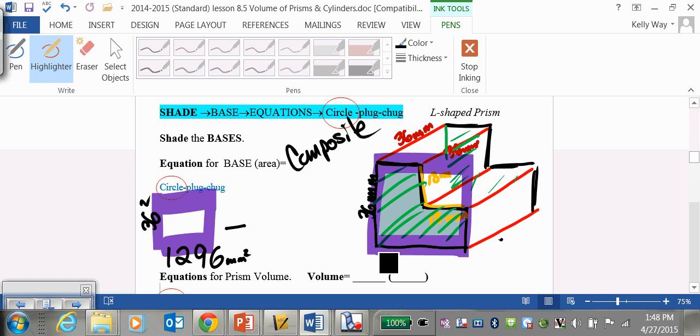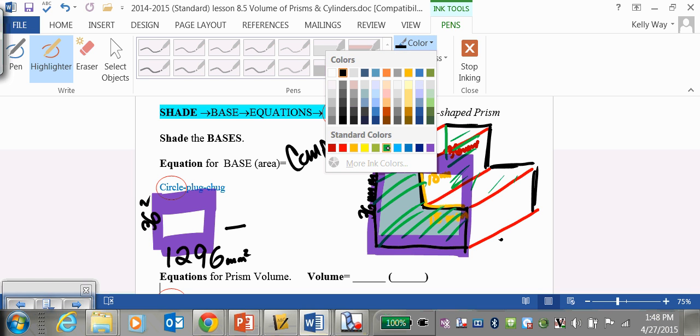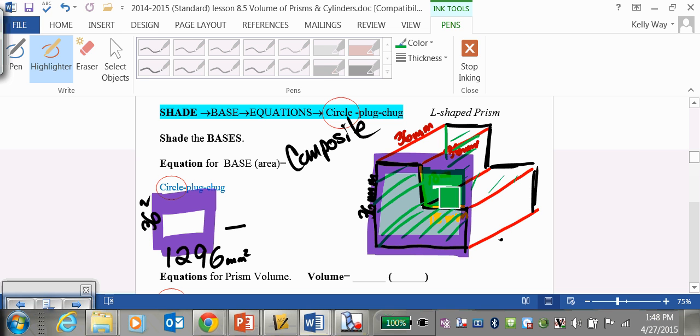Okay, see the giant purple? I'm doing what's called negative space. So I'm finding the whole square, and then I'm going to take out this bite here. Do you see that bite? That bite is 18 by 18. So someone get me that number. 324? Okay, 324 millimeters squared.